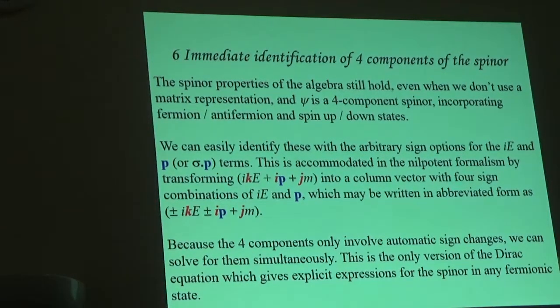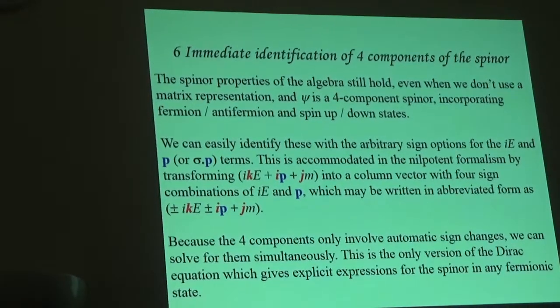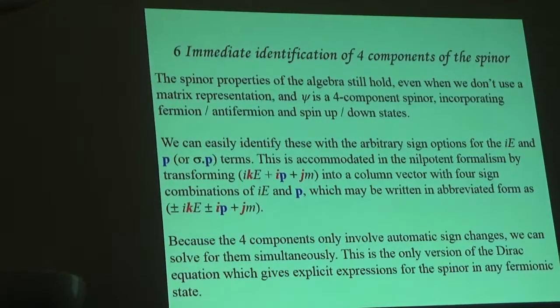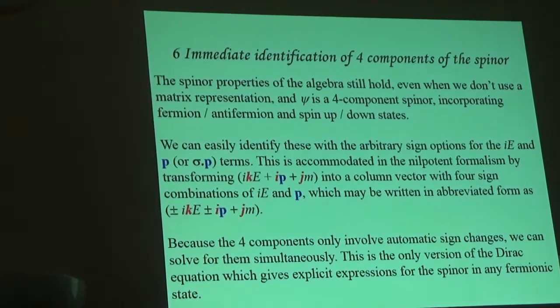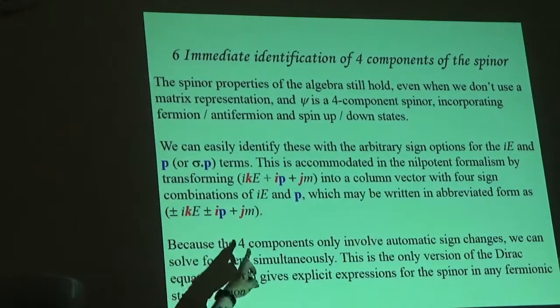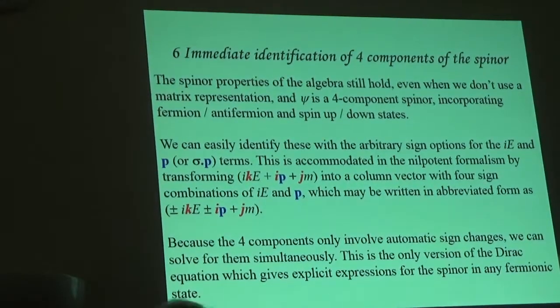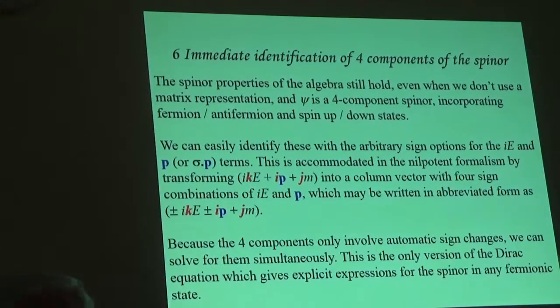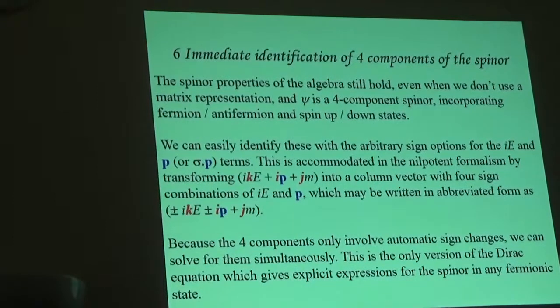Now I say the spinor properties in the algebra still hold. We're not writing matrices directly, but they're still equivalent to matrices. So it's still a four-component object. But this time we know exactly what the four components must be. Plus and minus E for the particle and antiparticle, plus and minus P for the spin up and spin down. So this is a four-component column vector with those four options in, and I tend to write it in that abbreviated way.